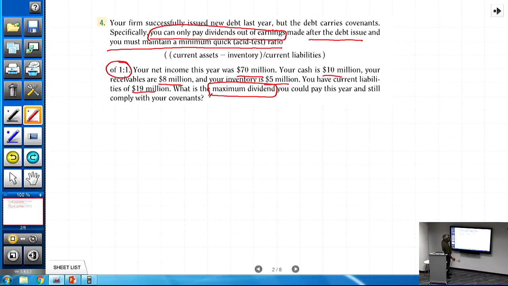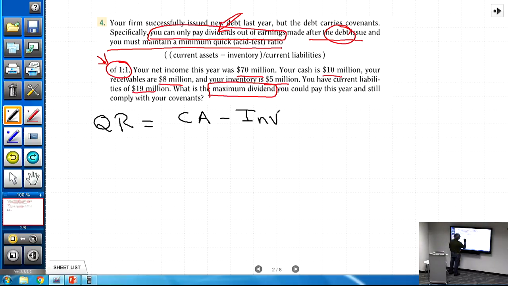Two things are key over here. That number one, you have to maintain this quick ratio, and you can only pay dividends after the debt issue has been properly fulfilled. So to do this, if you look at the formula for quick ratio, it is current assets minus inventory divided by current liabilities.